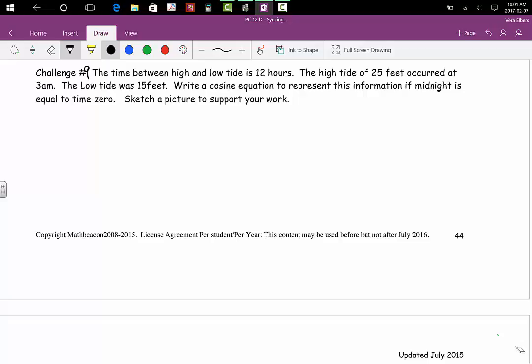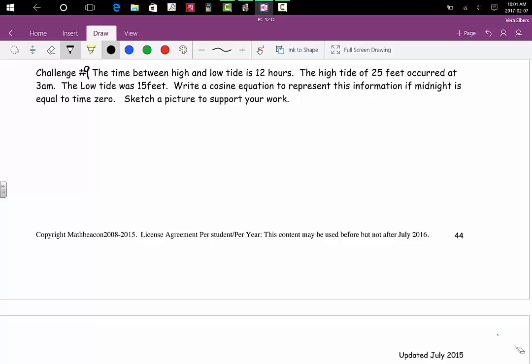So the problem goes, the time between high and low tide is 12 hours. The high tide of 25 feet occurred at 3 a.m. The low tide was 15 feet. Write a cosine equation to represent this information if midnight is equal to time 0. Sketch a picture to support your work.